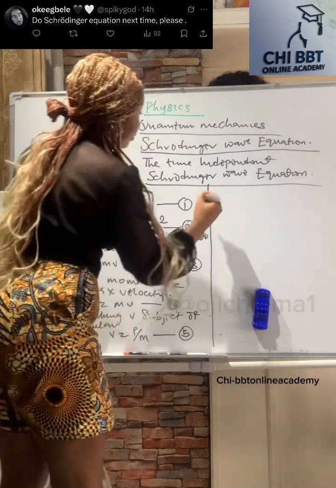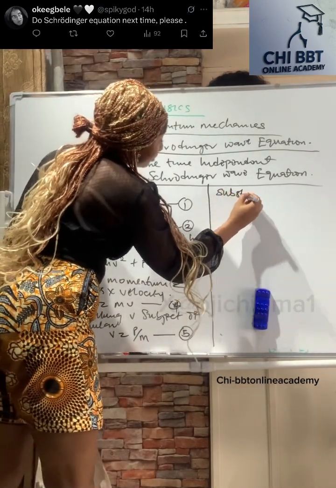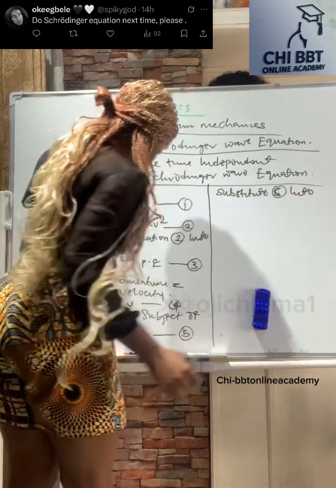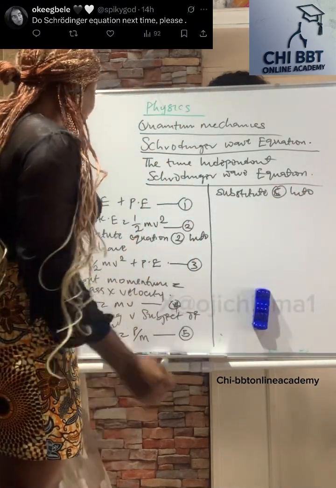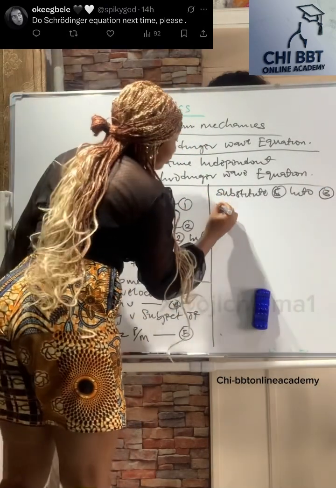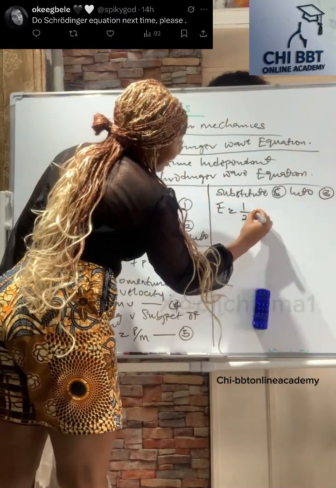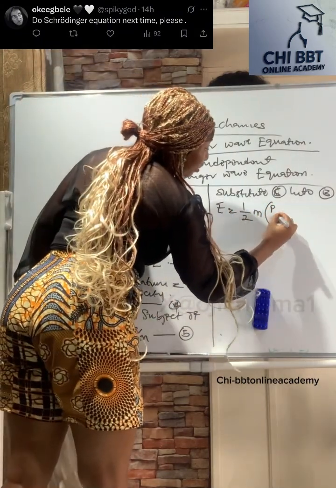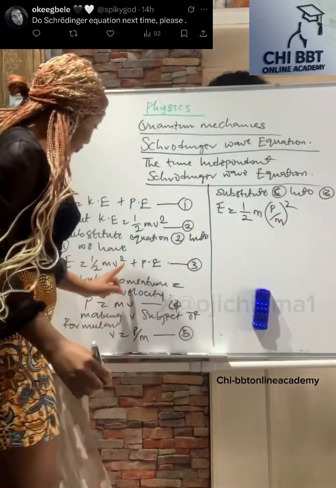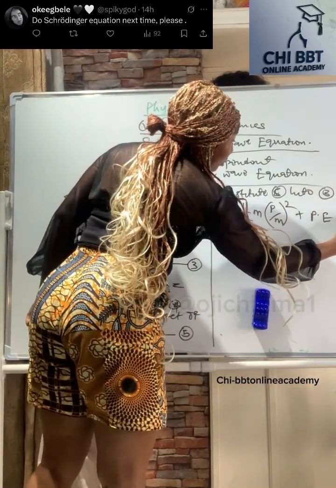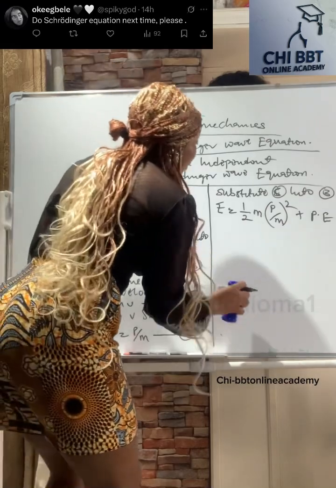Now substitute 5 into equation 3. We have total energy equal to 1 over 2 m. When you have V, you will put P over M, P over M raised to power 2, because V is raised to power 2 here, plus PE. This is equation 6.